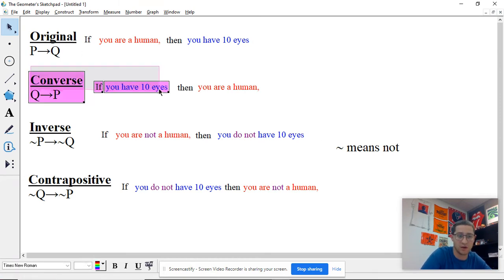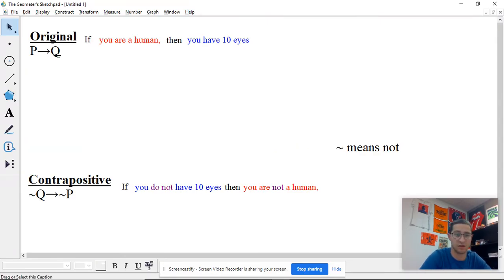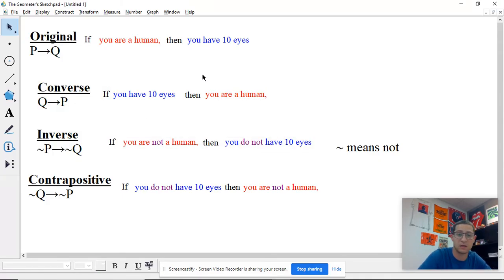So maybe it helps, right? Like if we just deleted these, the original is this. Contrapositive is this. It helps to look at maybe one at a time. If that's the case, then go for it. So you're always referring back to the original.